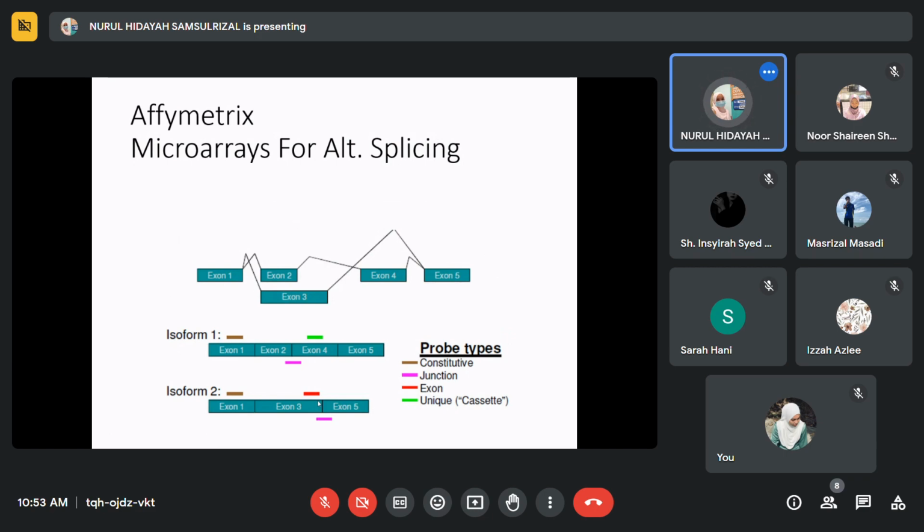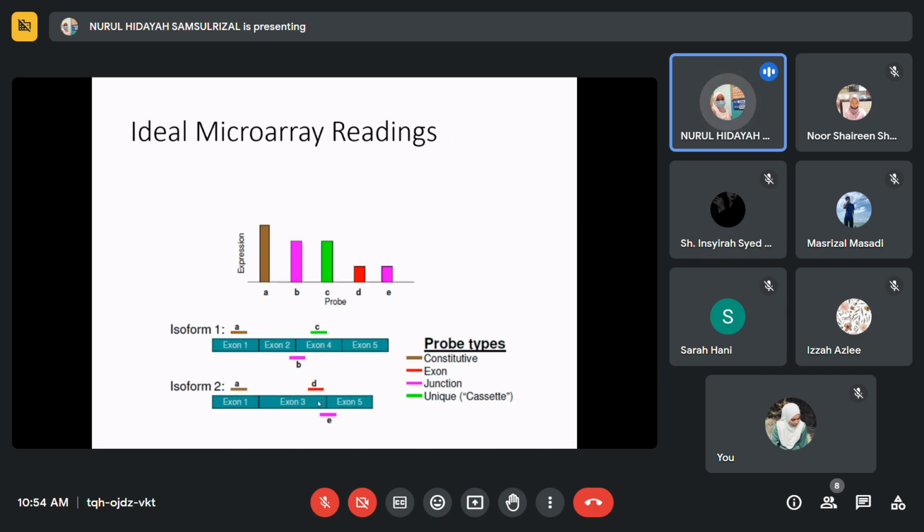Macam itulah, kamu kena fikir macam itulah. So berapa probe yang you need to design untuk identify the alternative sites tu, yang splicing tu, berapa isoform setiap gene tu akan hasilkan. Okay, it's not really easy lah. Okay, so kat sini barulah kamu boleh nampak dia punya reading, dan kamu boleh calculate. Okay, daripada situ kamu boleh calculate lah ada berapa based on the expression pattern.